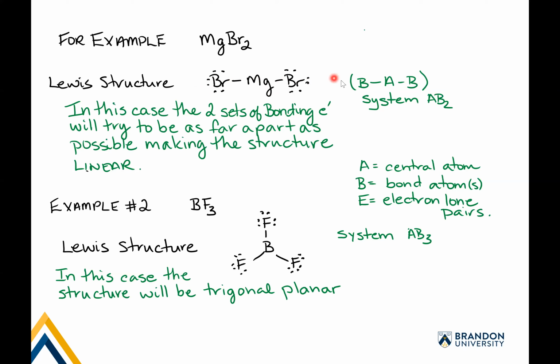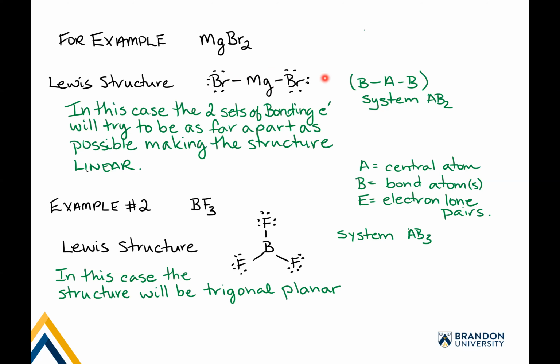And so in this case, the little formula for the system is that the center atom is A and any bonding atoms are B. This is an AB2 system. And these electrons want to be as far away as possible from these electrons so they're on opposite sides. And that means that this entire molecule becomes linear. So these electrons are as far away from these ones as possible. This gives us a linear structure.